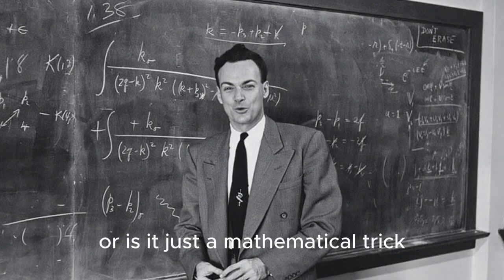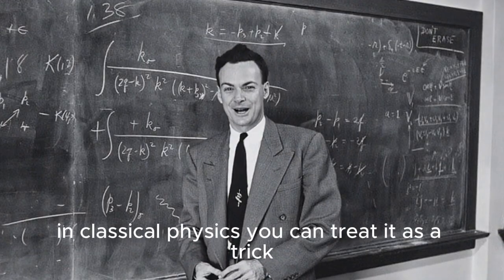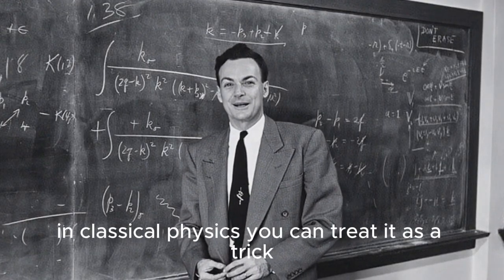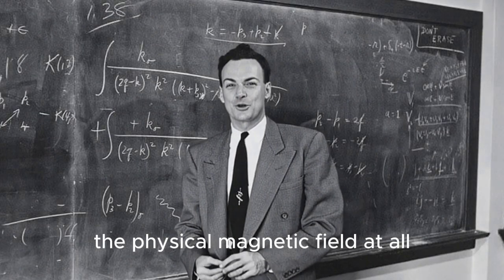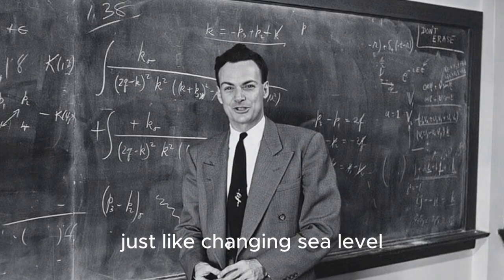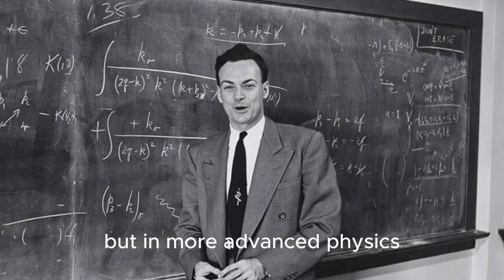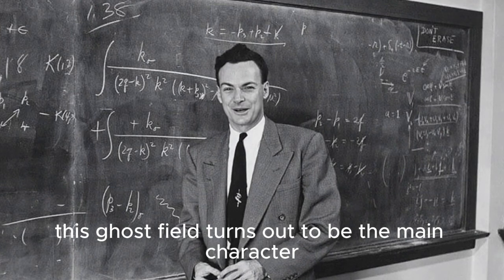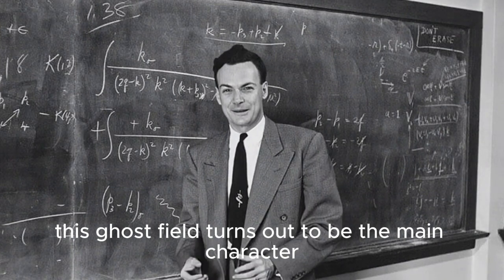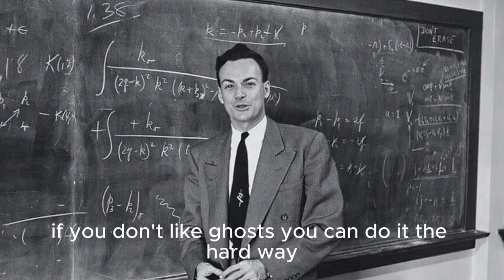Now, is it real or is it just a mathematical trick to make our equations pretty? In classical physics, you can treat it as a trick. You can add any random value to A, and it doesn't change the physical magnetic field at all. Just like changing sea level doesn't change the steepness of a mountain. But in more advanced physics, quantum mechanics, this ghost field turns out to be the main character. It's the thing that actually matters. If you don't like ghosts, you can do it the hard way.